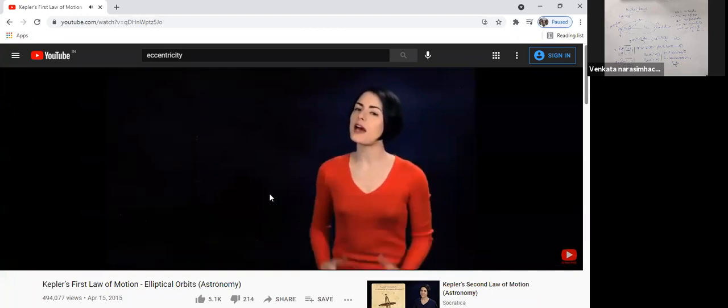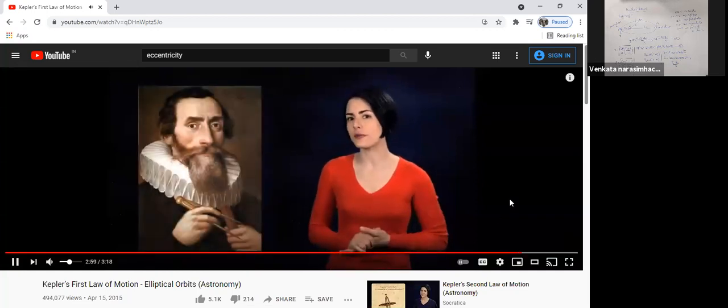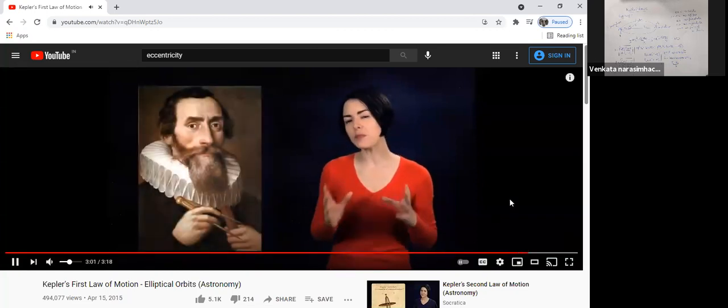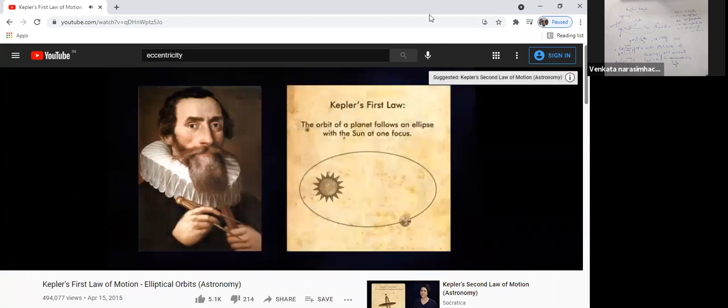It wasn't easy to abandon a central idea like that, but with his first law of planetary motion, Kepler rejected circular orbits and showed that an ellipse could better explain the observed motions of Mars. Generalized to all planets, it states that the orbit of a planet follows an ellipse with the Sun at one focus.